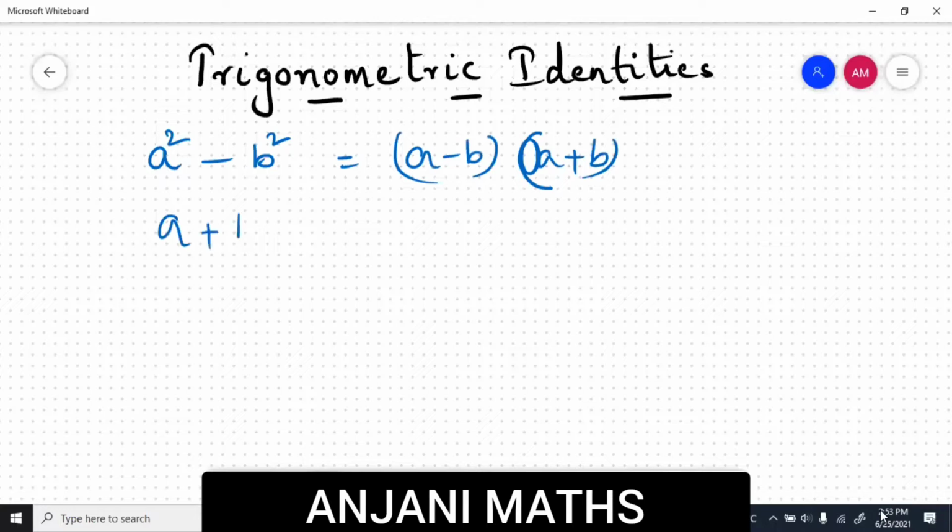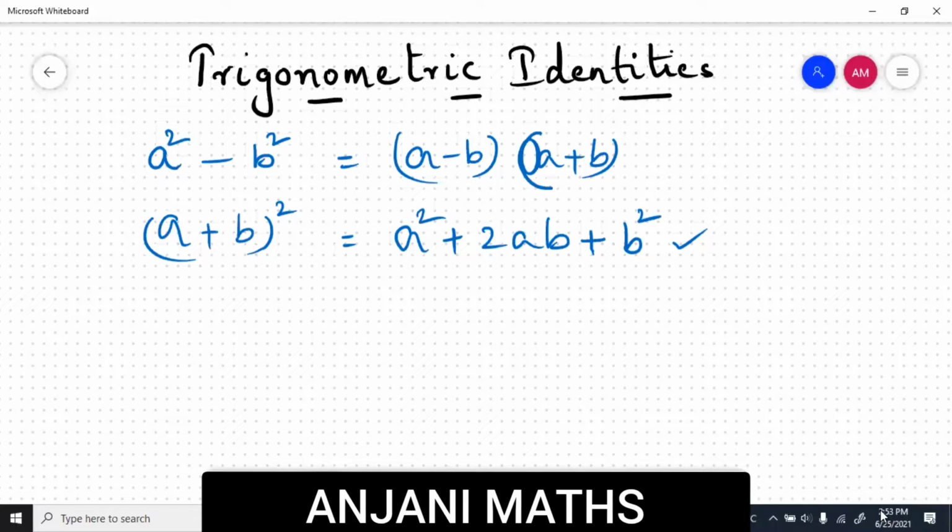What is a plus b whole square? This is equal to a square plus 2ab plus b square. This is another identity in algebra, and this is true for all the values of the variables in the equation. That means it is true for all the values of a and b.